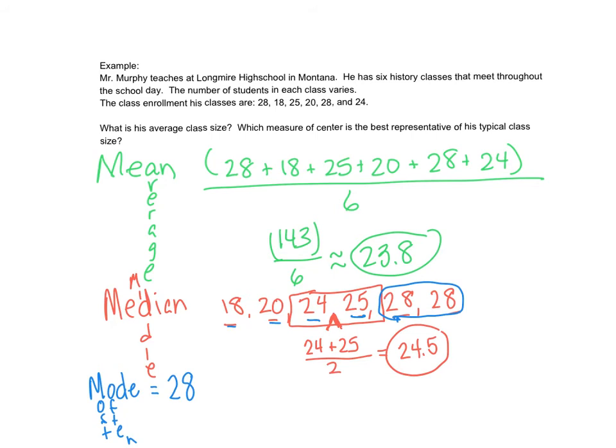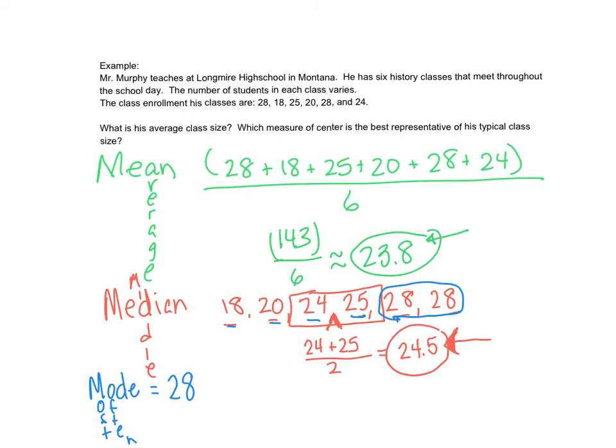But because the mode is so high, it's going to help us decide whether to choose the mean or median for his average class size. Since the mode is so high, in this case, I would say that the median, I'm pointing to the median, that's the right answer. The median would be your best representative number for his typical class size, about 24 to 25 students. The reason why I'm choosing that is because, one, the mean is really close to 24, but it's less than the median.